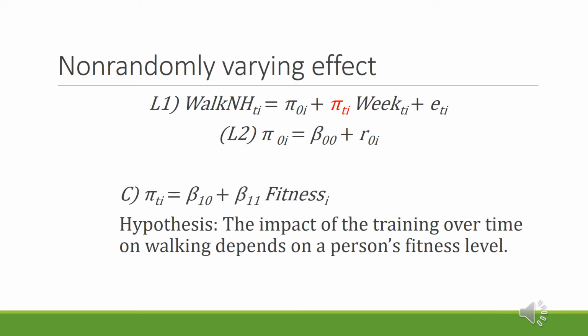So here is model C, which has a non-randomly varying effect, and that's the fitness effect. So the hypothesis here is that the impact of the training over time on walking depends on a person's fitness level, and it only depends on a person's fitness level. And so you can again make the argument to put this also into the pi 0i equation, but you could also say, let's say we're starting everybody at 0. Maybe that's a condition of participating in this study, and then that would be not the right thing to do. But what I'm saying here is that there is nothing beyond fitness that I would hypothesize plays a role.